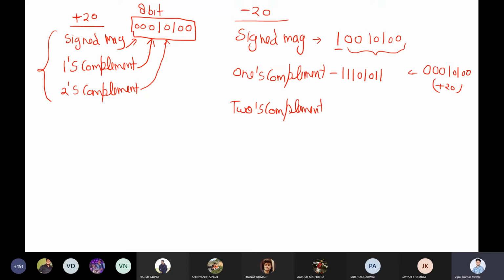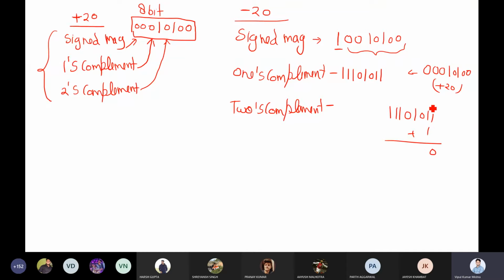In that case, what happened? Suppose we want to represent in 2's complement. What will happen? You will add 1 over there, just plus 1. So if you add plus 1 in 1's complement, let me write it here, 1 1 1. So this is 1's complement. And if you add just plus 1, you will get 2's complement.